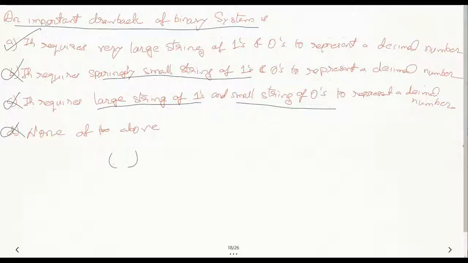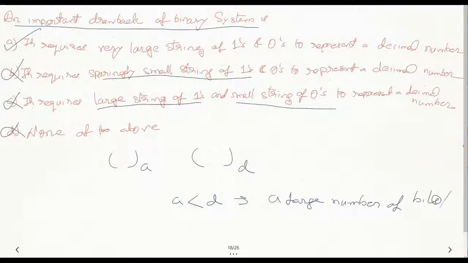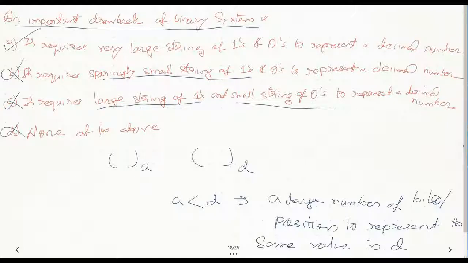So when we talk about the base, if we have two bases A and D, and if A is less than D, that means A will require a large number of bits, or you can say positions, to represent the same value in D. And it is true.